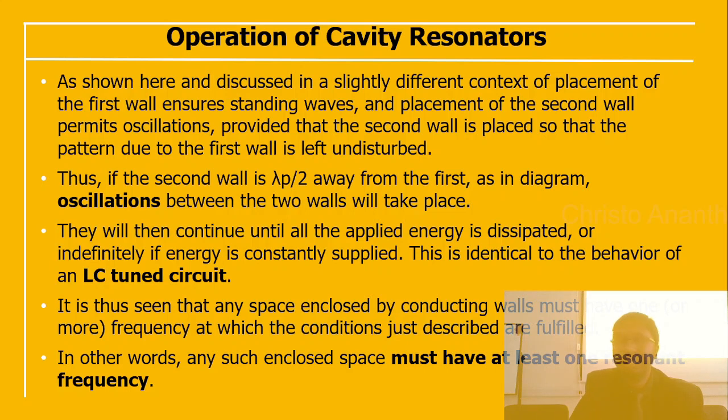Which means that any space enclosed by conducting walls must have one or maybe more frequencies at which the conditions are fulfilled. In other words, any such enclosed space must have at least one resonant frequency, f suffix R.